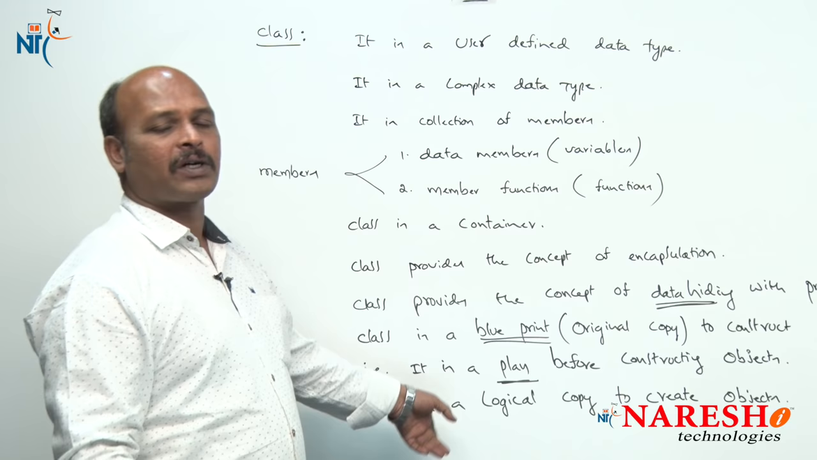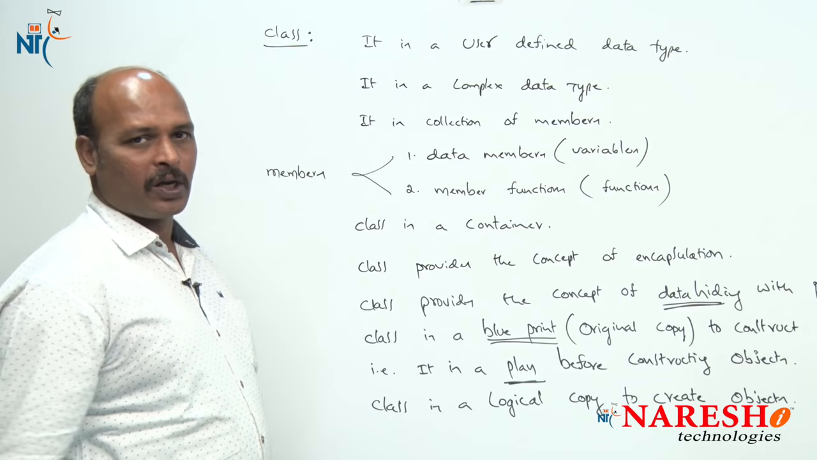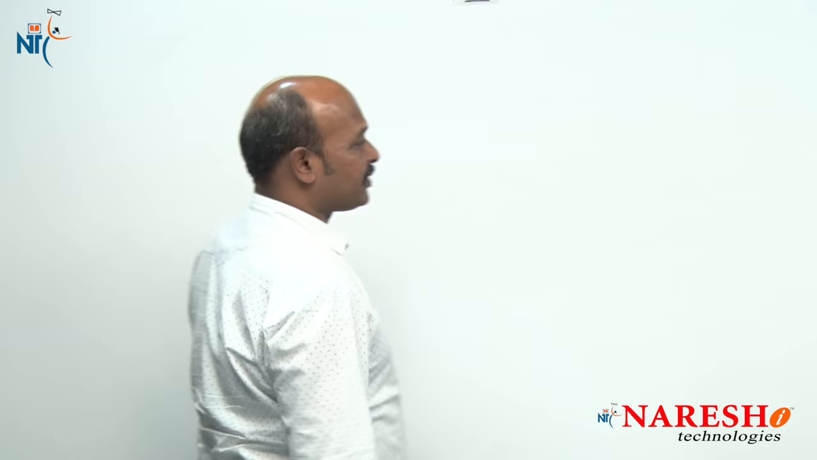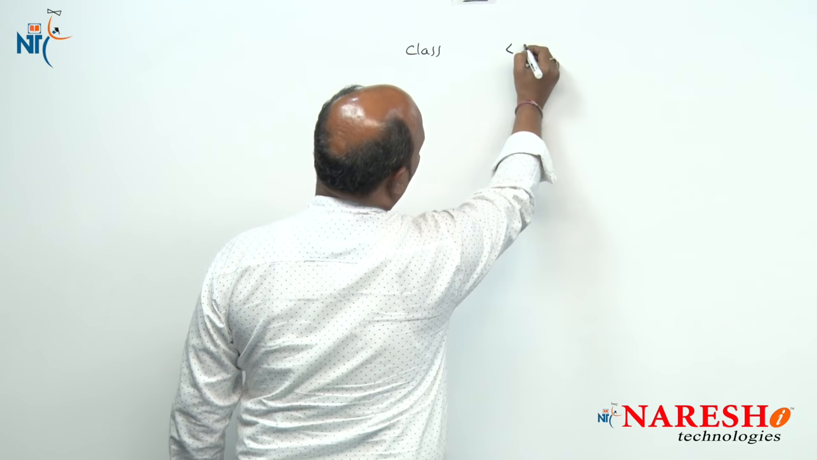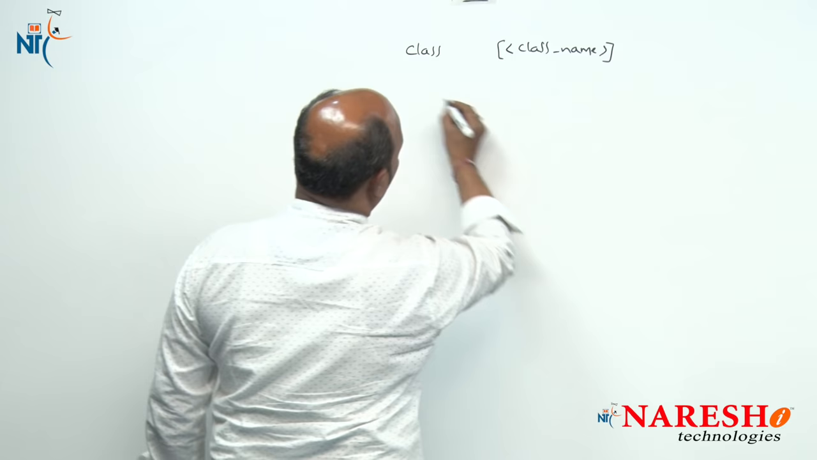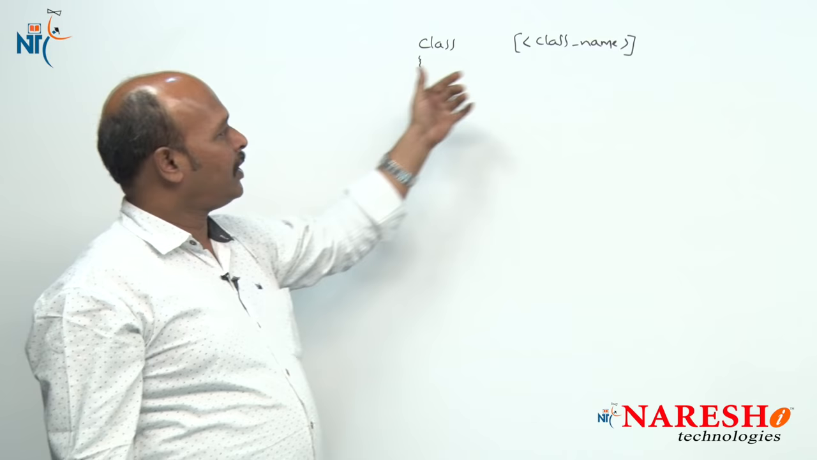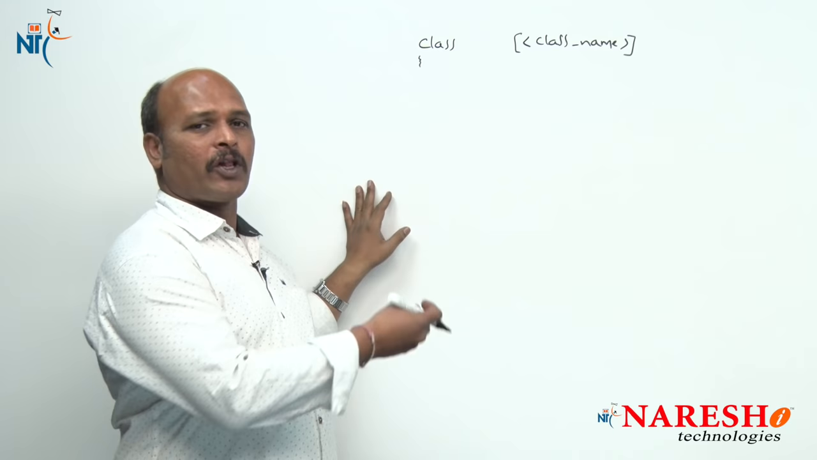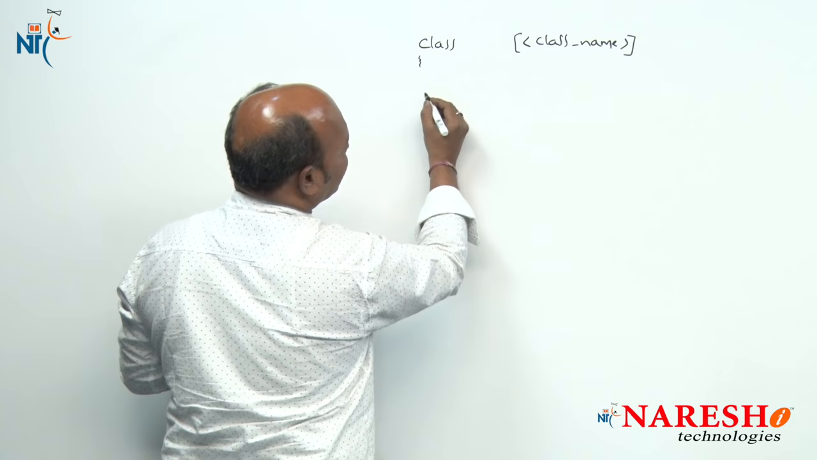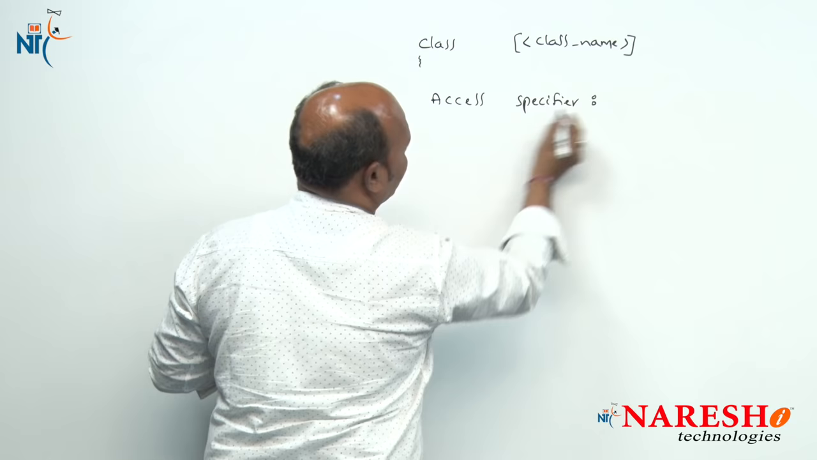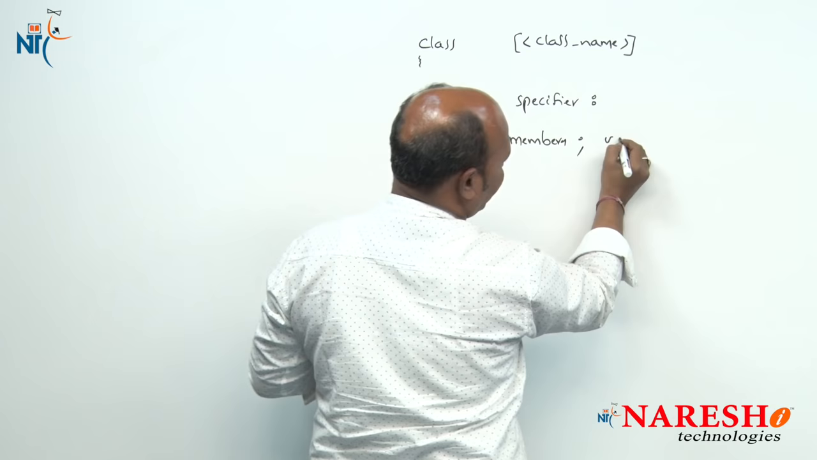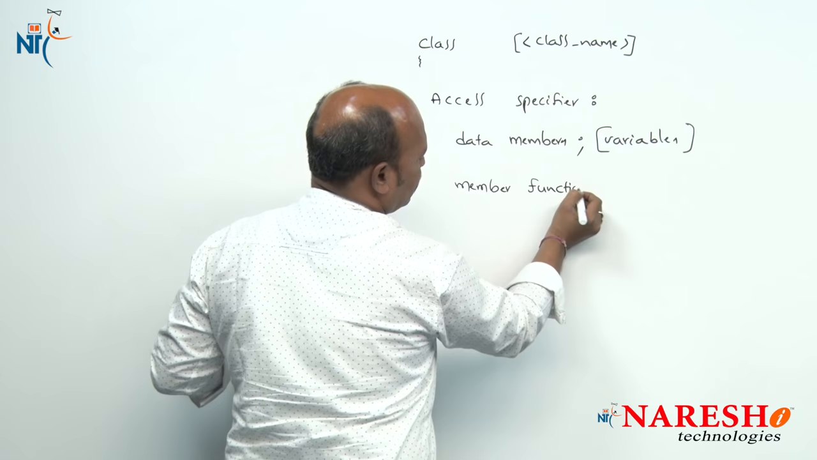Next, what is the syntax of a class? Now I am going to give the syntax of the class. Generally, the class starts like this: class, and then the class name. Class is the keyword that denotes we are going to start a class here, and here we enter the class name. The class name is optional when the object is declared immediately after the class. Next, the visibility label or access specifiers. Next, data members, nothing but variables, and member functions, nothing but functions.